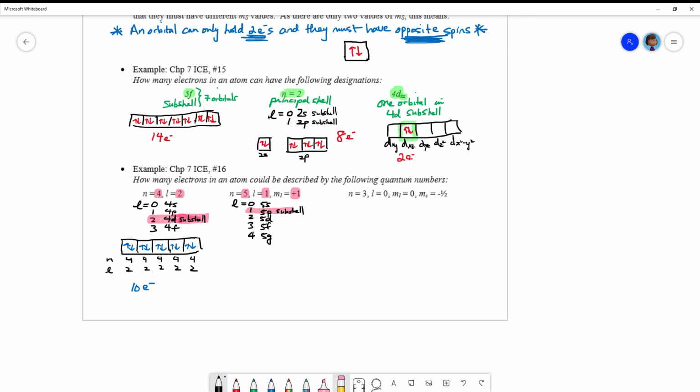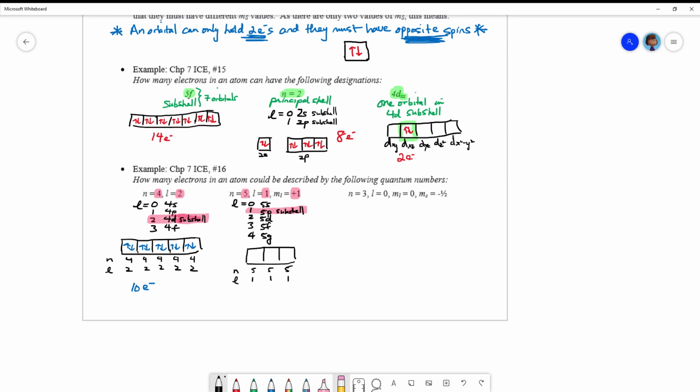Now, how many orbitals are in a 5p subshell? Well, it doesn't matter if it's 2p, 3p, 4p, 5p, or 100p. Every single p subshell is composed of 3 orbitals. So let's draw 3 orbitals: 1, 2, 3. Now, every one of these orbitals has the same n value: 5, 5, 5. And they all have the same l value: 1, 1, 1.